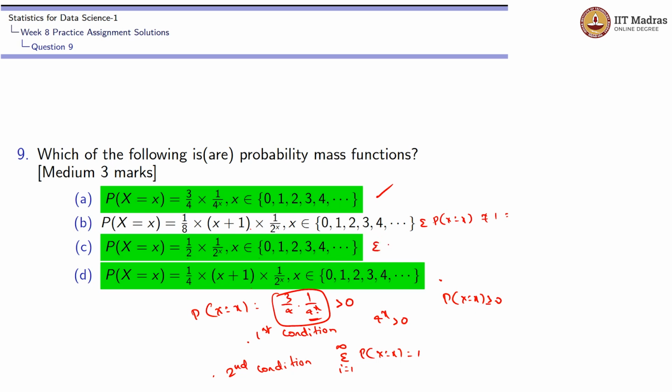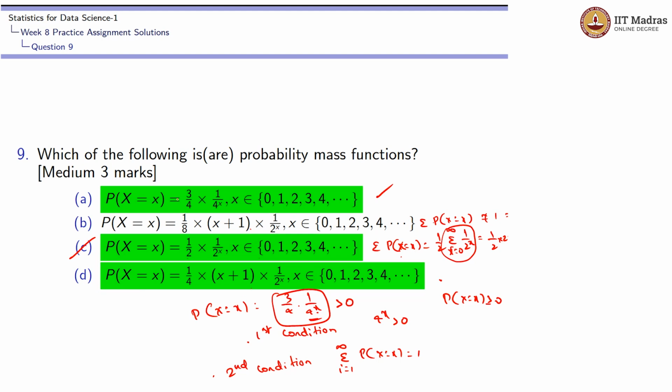So this sum is equal to 2. If you are solving for p of x equals to x here, it would be half into sigma of 1 by 2 power x, with x from 0 to infinity. This value we have already seen as 2. So this should be half into 2, which is equal to 1. So this third option is correct. The sum of probabilities is equal to 1 for the third option.